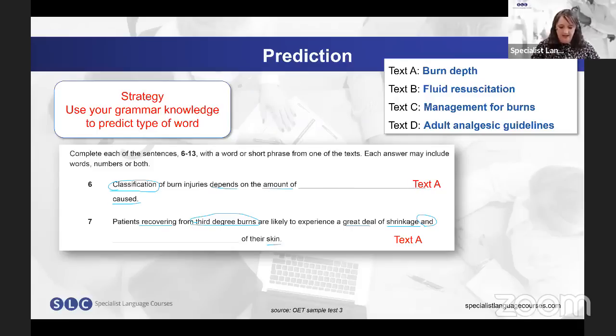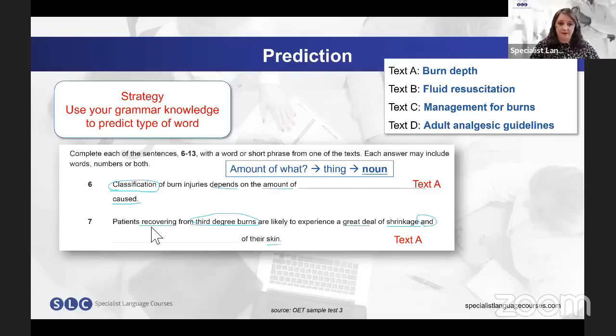So in number 6, we look at our question. Classification of burn injuries depends on the amount of caused. So we look at the phrase, the amount of, so we want to know the amount of what, or how much of what. So here we use our grammar knowledge. We want to know the amount of what, so we know this is a thing, and we know that things are usually nouns. So we know that we're looking for a noun or a noun phrase here.